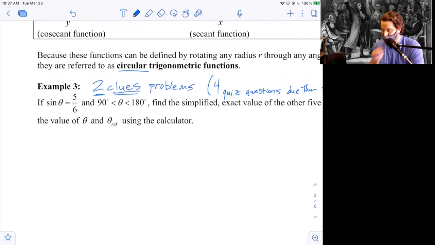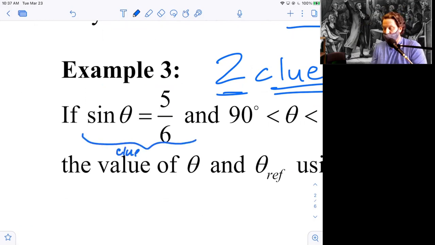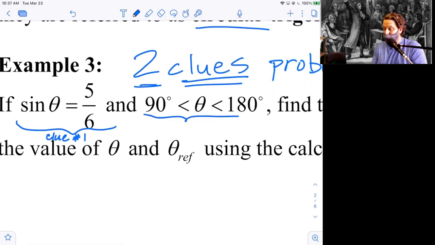Here we go. Example 3. If sine of some angle theta, that's how we read that, is equal to 5/6, that's your first clue. This is clue number 1. And theta is between 90 degrees and 180 degrees. That's clue number 2. Now that's a huge clue. That's a hit you over the head, shove it in your pocket kind of clue, right?